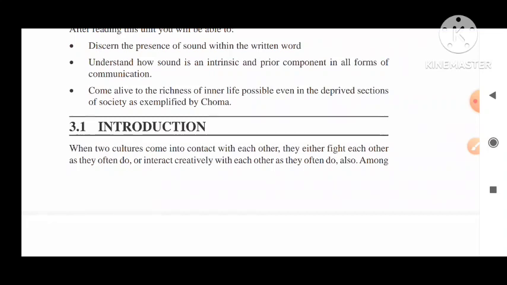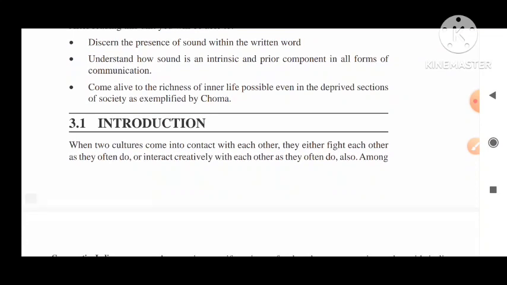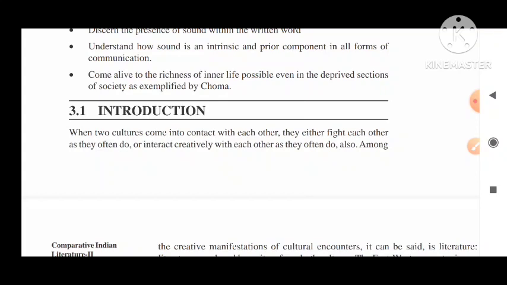Okay, so you will know the presence of sound in the written word, then understand how sound is an interesting and prior component in all forms of communication. Without sound we cannot communicate in any form. Okay, so come alive to the richness of inner life possible even in the deprived sections of society as exemplified by Choma. So here is the introduction.